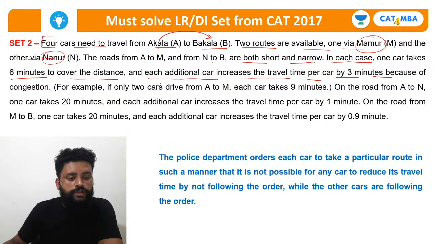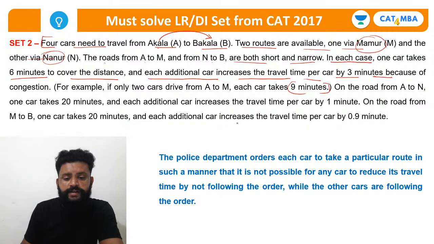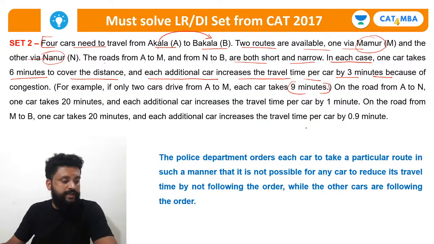Okay, so that's a really simple thing. For example, if 2 cars drive from A to M, each car will take 9 minutes. Generally it was taking 6 minutes, so 3 minutes extra. If there are 3 cars, 3 more minutes get added. 3 minutes get added per car. On the road from A to N, one car takes 20 minutes and each additional car increases the travel time per car by 1 minute. On the road from M to B, one car takes 20 minutes and each additional car increases the travel time by 0.9 minutes.